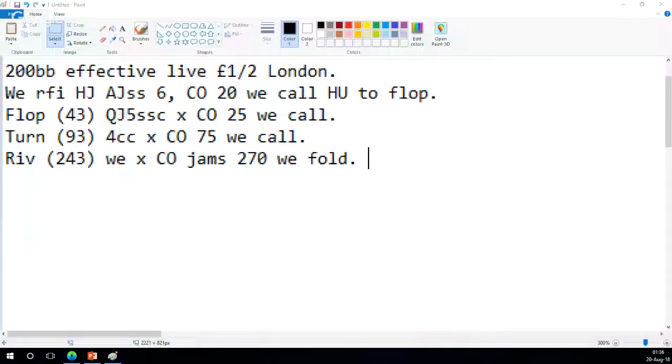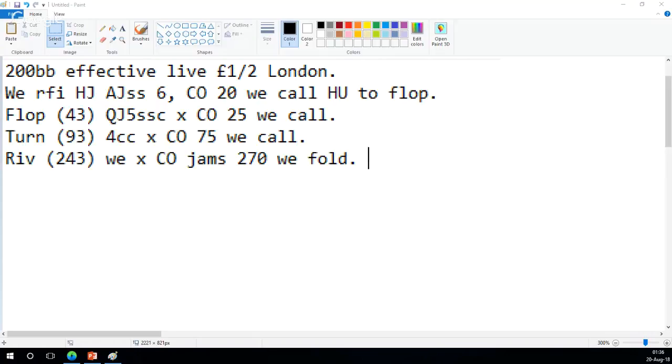I'll talk about the exploits on the guy afterwards, I guess. So we open the hijack with ace jack suited to 3 big blinds, which is my standard live open sizing. Cutoff 3-bets to 10 big blinds. We call. I did think about 4-bet bluffing here. I will do it occasionally with ace jack suited, but essentially, 200 blinds deep, I don't love it so much.